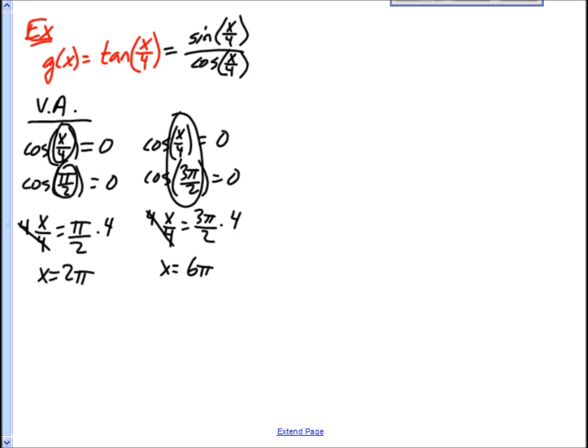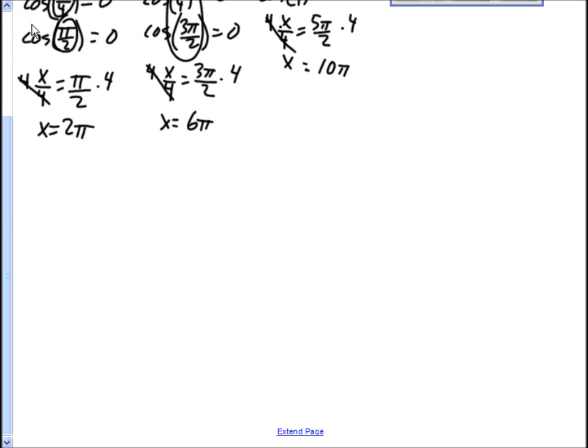And then where's the next one? Well, 5 pi halves. When does x over 4 equal 5 pi halves? Let's solve that. You probably see the pattern here: 10 pi, okay? So it goes from 2 pi to 6 pi to 10 pi. What's the difference there? I'm just going in the positive direction here. 2 pi to 6 pi to 10 pi, and you're like, oh, it goes up 4 pi each time, okay? It goes up 4 pi each time. So when you're graphing this thing, let me extend this a little bit.